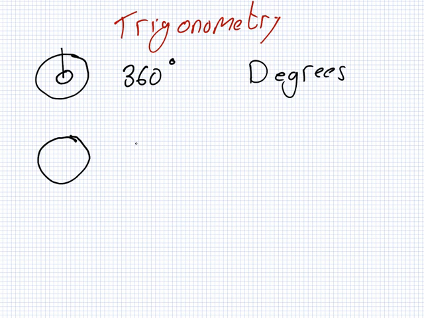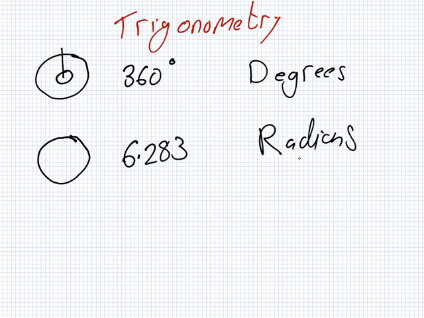So that's about 6.283 radians in a circle. But there's actually another way to measure an angle. Your calculator actually has 3 modes for measuring angles. There's actually 3 ways. I wonder if anybody knows the third way we can measure an angle.